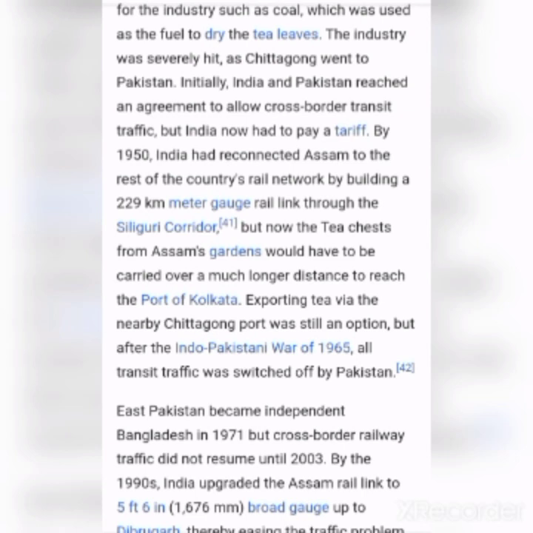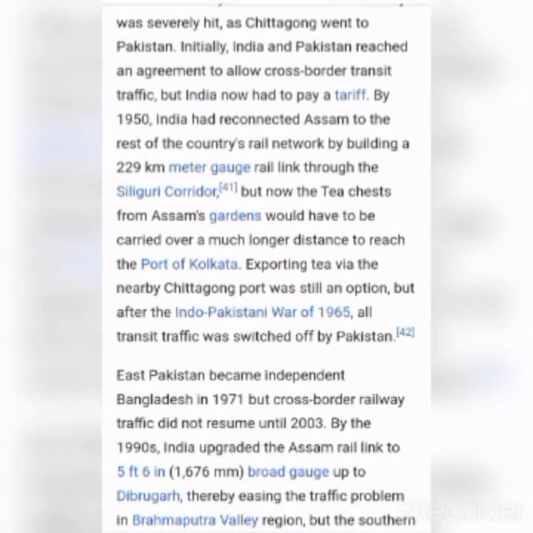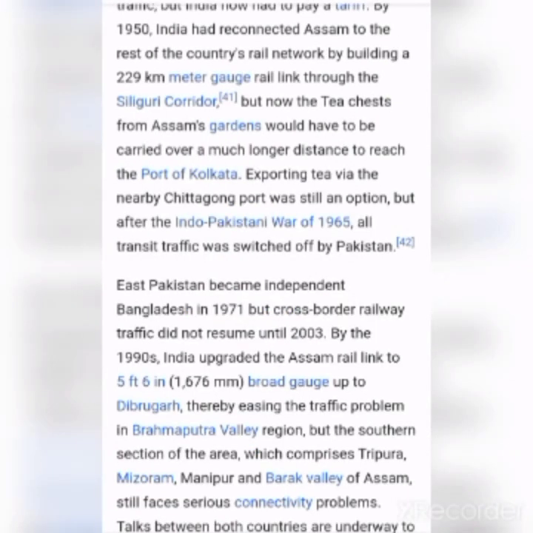But after the Indo-Pakistani War of 1965, transit traffic was switched off by Pakistan. East Pakistan became independent Bangladesh in 1971, but cross-border railway traffic did not resume until 2003.